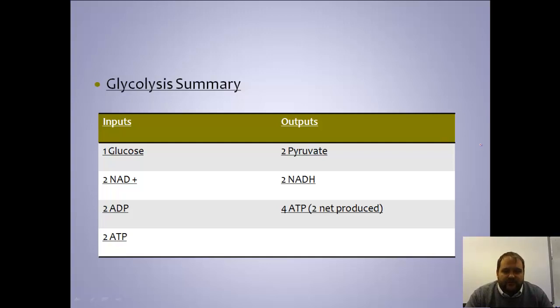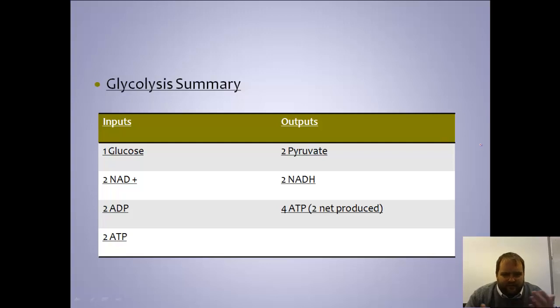Our outputs are that glucose becomes 2 pyruvate molecules. The NAD+ gets energized and becomes 2 NADH molecules. And the ADP becomes ATP. So we get a total of 2 net ATP produced. So those are our inputs and outputs.